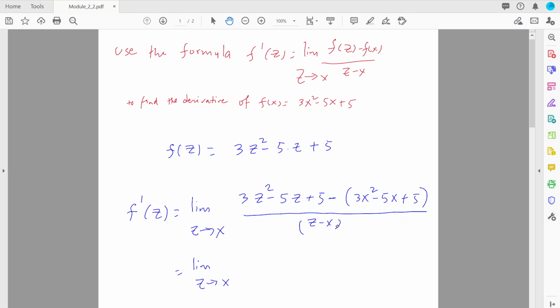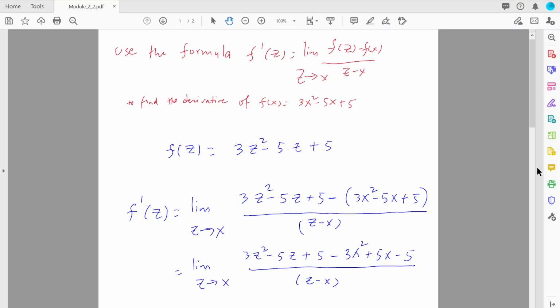And always when you simplify, you try to find the factor z minus x on the top. In that way, you can cancel this z minus x, which is the problem for now. Okay, so let's simplify on the top. 3z squared minus 5 times z plus 5 minus, if you distribute this negative sign here, it will be 3x squared plus 5x minus 5. Because of this negative sign, the sign inside this parenthesis will change, and there is a z minus x already.